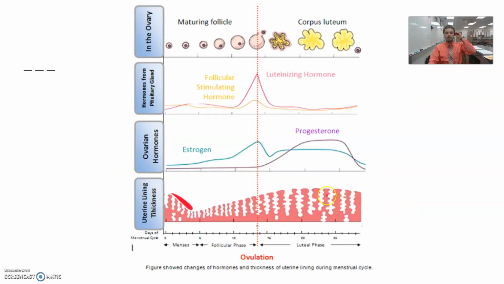So here's another image, very similar to the one we just saw a couple slides ago, on what the ovary looks like as that follicle matures, is released, and the remaining supporting cells become a corpus luteum. Here you see your FSH and your LH levels, your estrogen and progesterone levels, as well as the thickness of the uterus over the course of a single menstrual cycle.